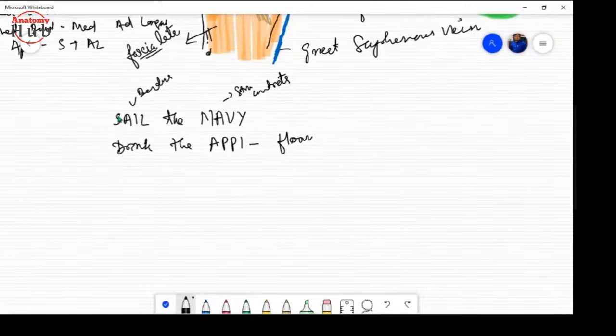So what is this? S for sartorius, A for adductor longus, IL for inguinal ligament. So these three make the borders of the femoral triangle. From lateral to medial, what structures are present? N for nerve, which nerve? Femoral nerve. A for artery, femoral artery. V for vein, femoral vein. Y represents your lymph nodes, because in this Y fashion the lymph nodes are present.